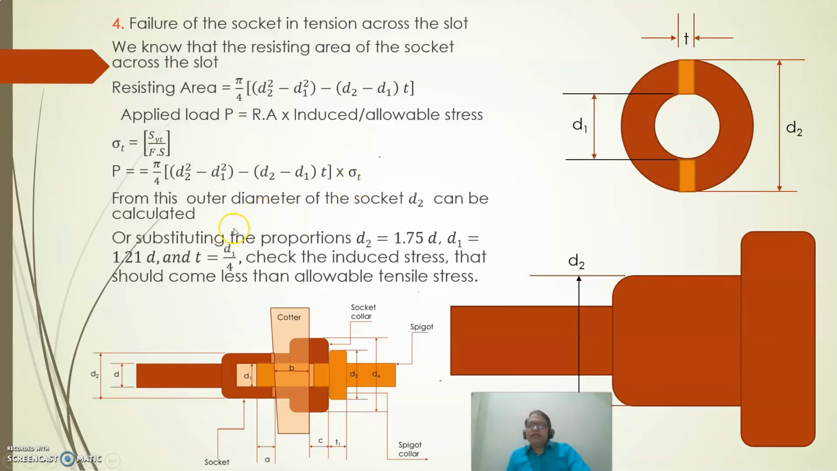If you put those values over here and find out what is sigma t, that should come less than the allowable tensile stress. If it is so, then whatever proportions we are assuming, that is right. Simply writing the proportion is not the answer. After writing the proportion, you check it for the stress, and that should come less than the allowable stress. So then I can say we have finally found out the design. Is it clear to you?